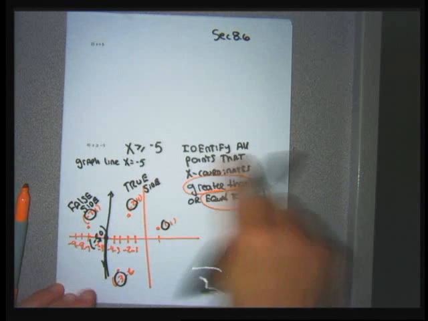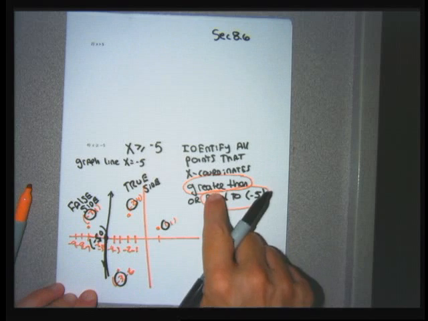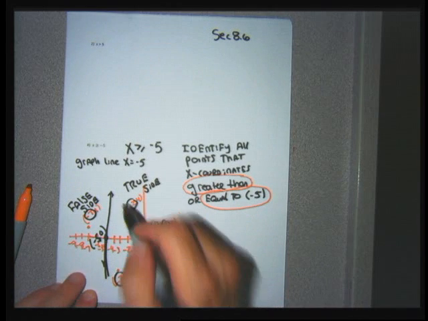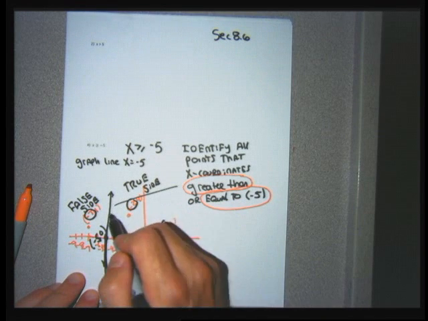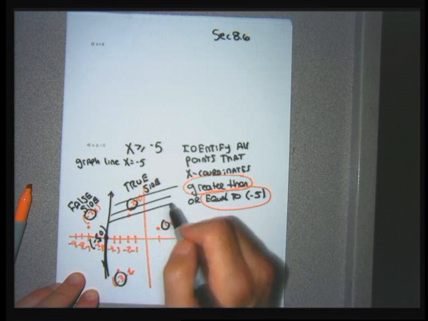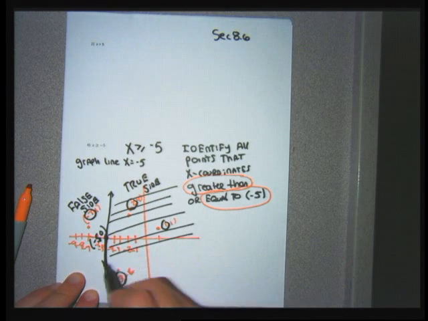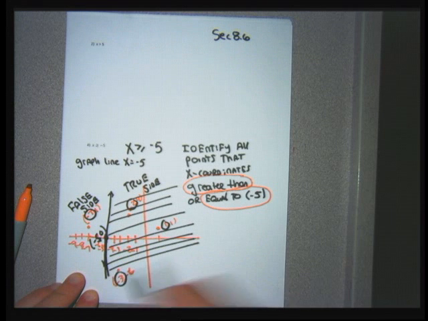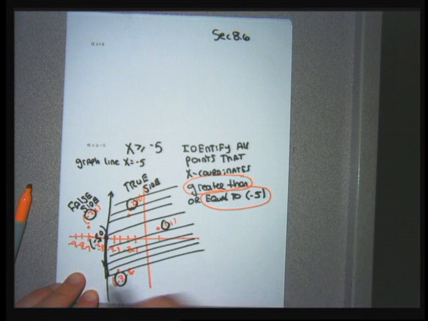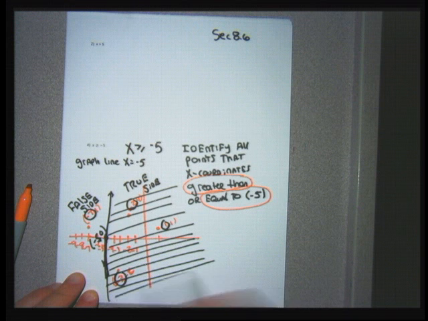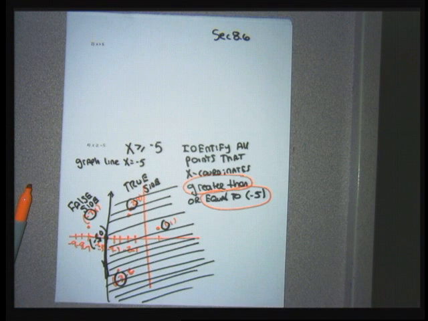And to identify all the points that have x-coordinates greater than -5, we shade. And I'm going to shade all the way from my line to the far right edge of my graph. My shading's not supposed to stop. It's supposed to go on forever, but eventually you just have to stop. So this would be a pictorial representation of all the points that have both x-coordinates equal to -5 and x-coordinates greater than -5.